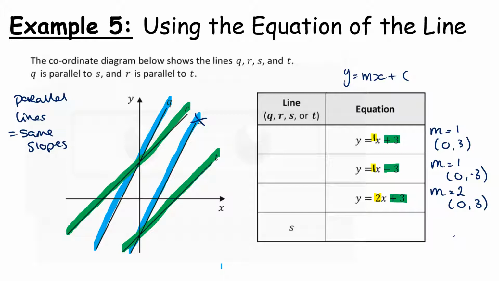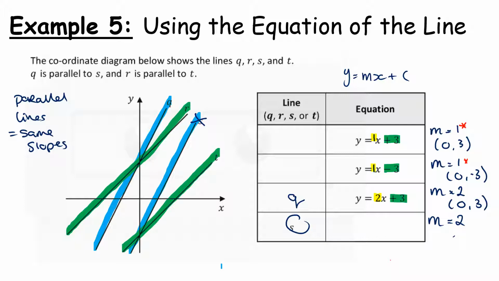So we can ignore S for a second because S is given here. Looking at this, I have m equals 1 and m equals 1, so they must be parallel. So those first two must be R and T in some kind of order, because S is parallel to Q and there's nothing there. Straight away I can say, well look, this realistically is going to have to be Q, because S is parallel to Q. Well, this equation here is m equals 2. S must have some other slope, and I can actually work out that that is m equals 2 as well.